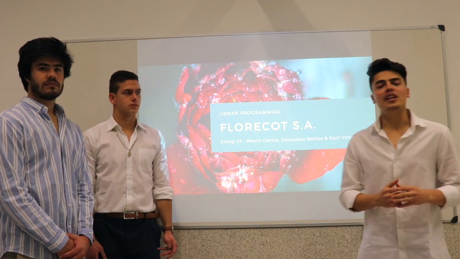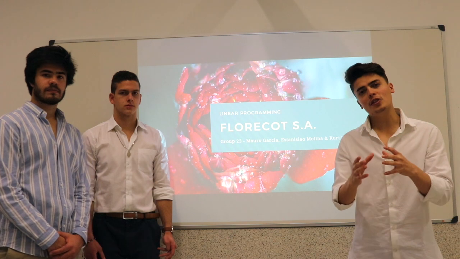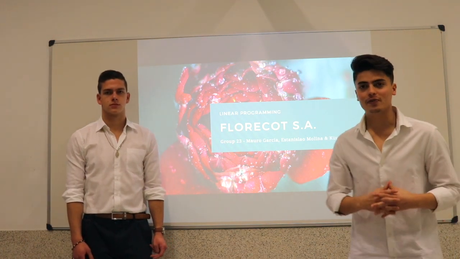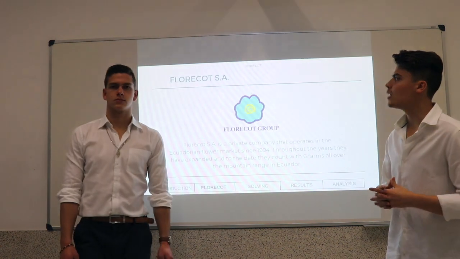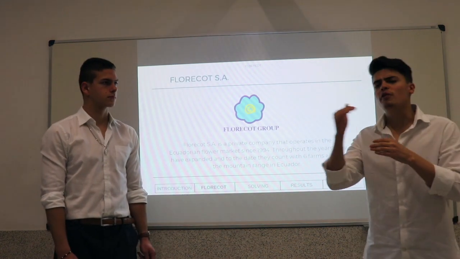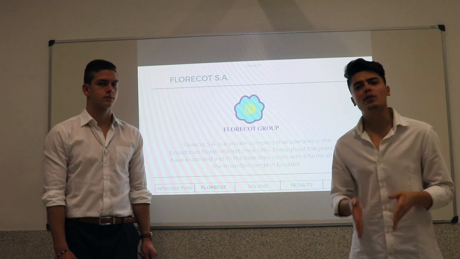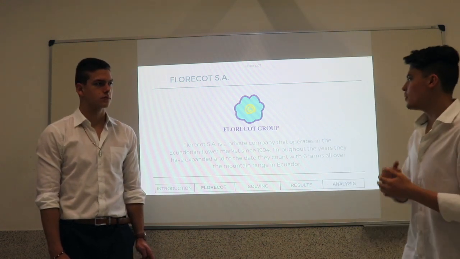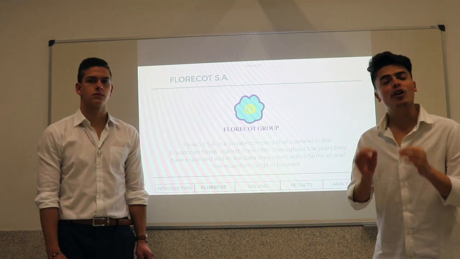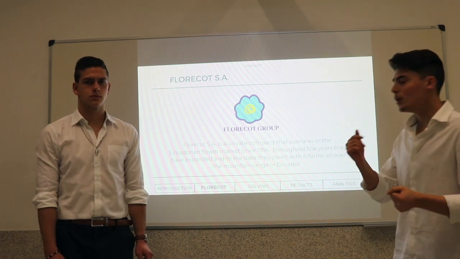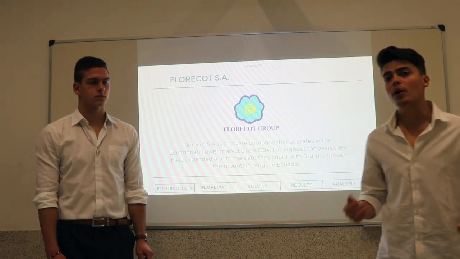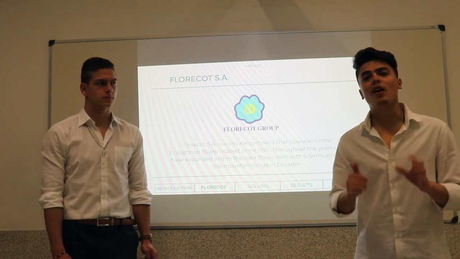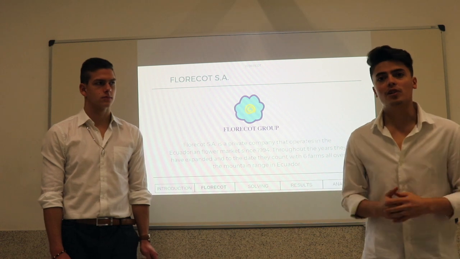We're Group 33 and we're going to present to you our strategic approach in order to help Floricot achieve their short-term goals. But in order to look into the future, we must look where we stand right now as a company and our background. Floricot S.A. is a private company that operates in the Ecuadorian flower market since 1994. And throughout that time, they have expanded throughout all the mountain range in Ecuador. And right now they count with 6 farms all over the region.